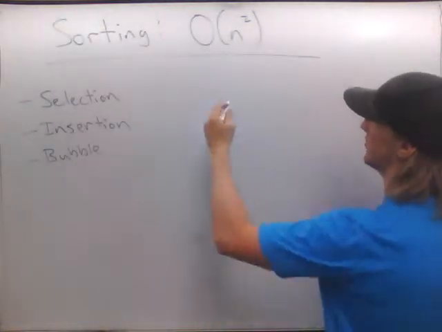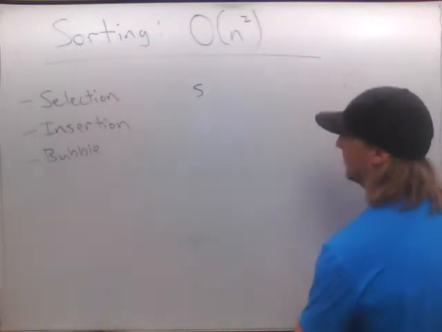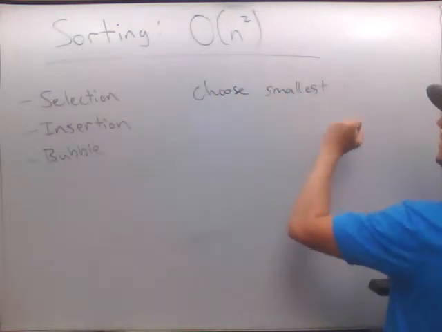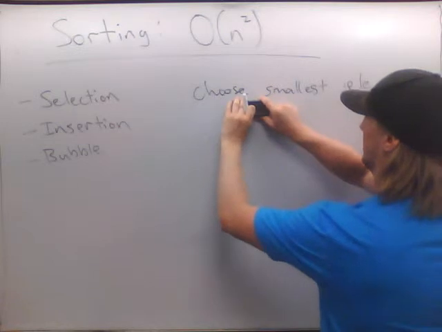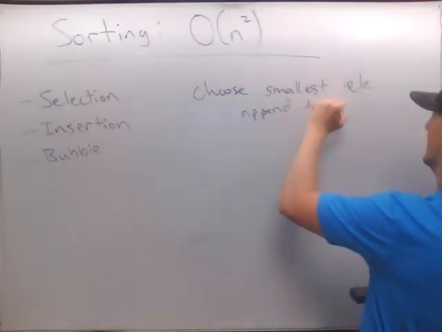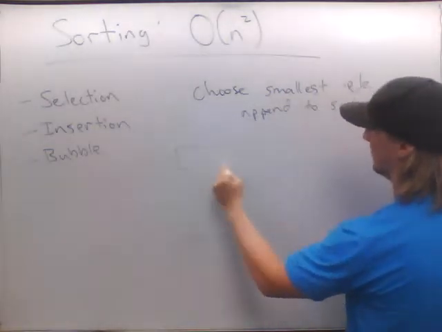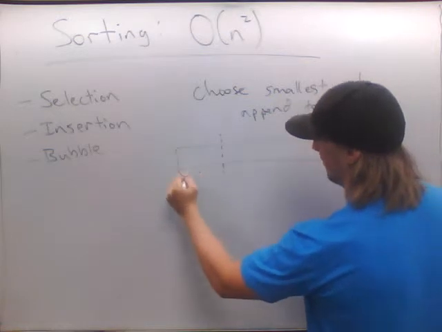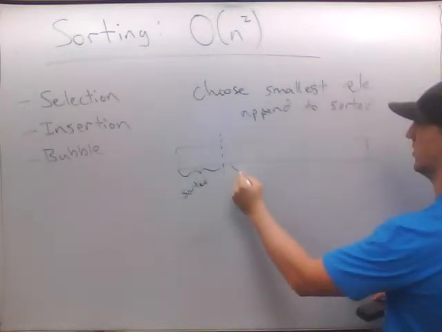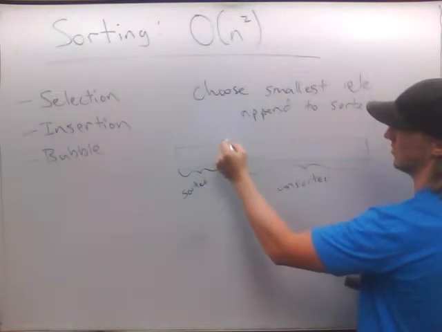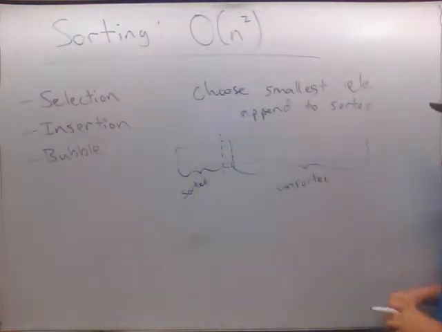For selection, the algorithm is going to be: choose the smallest element from the list and append it to the sorted section of the list. So if we have an array, we're going to have some section sorted and unsorted. We're going to look through every single one of these, pick the smallest element, and put it at the end of the sorted list. So we're going to functionally extend the sorted section one spot further by adding the smallest.